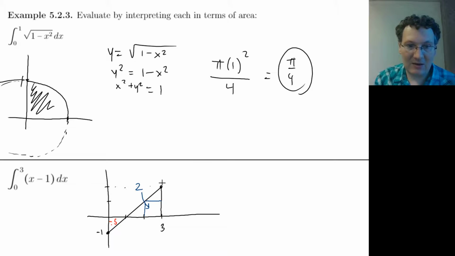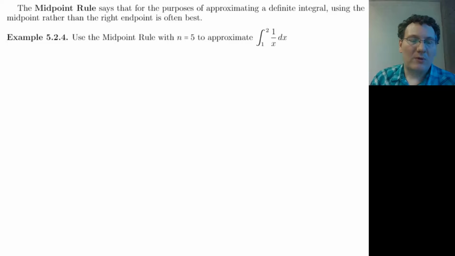So the net area is going to be 2 minus 0.5, so that's going to be 1.5. That's the area. So when we're approximating using a definite integral using Riemann sums, there's this rule called the midpoint rule that says that using the midpoint of each interval is often better than using the right or the left endpoint. And so we'll give you an example using the midpoint rule to approximate this integral using n equals 5.